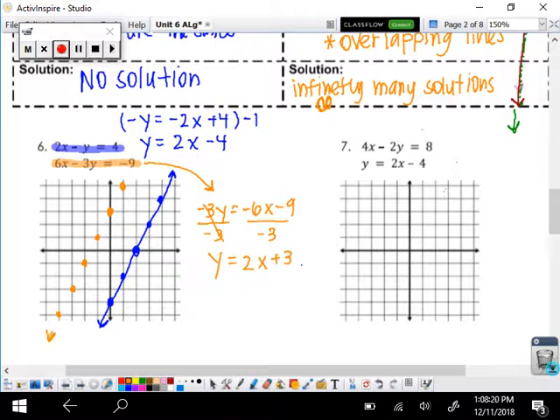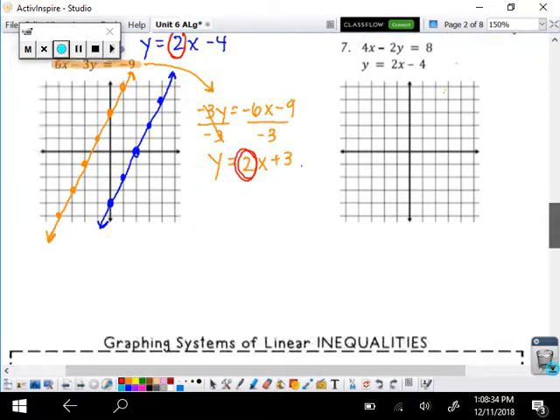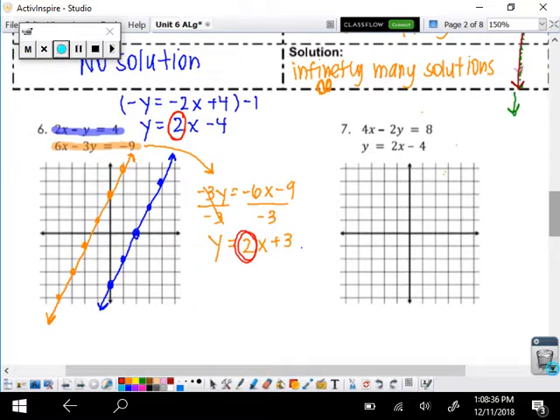And there we are, connecting all of those points. Notice slope was 2, slope was 2. So even without graphing them, since they have the same slope, we know they are parallel. They're never going to intersect. Here, our final answer would be no solution. So for this system of equations, if the lines are parallel, the system has no solution.